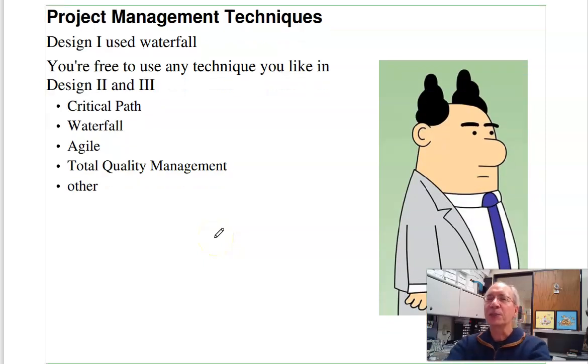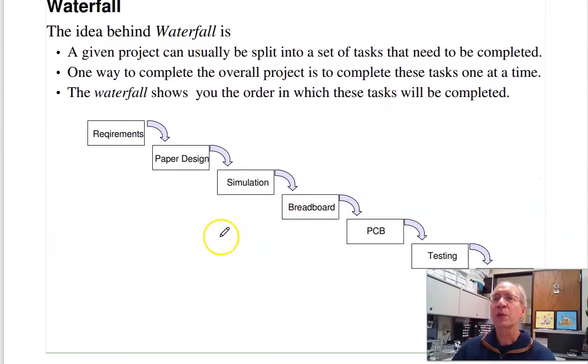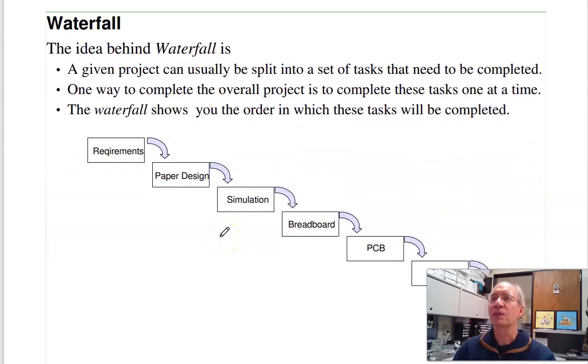In terms of project management, back in Design 1, we used waterfall. In Design 2 and 3, you're free to use any project management technique you like. The point behind project management is to increase the odds of your project being successful. Again, we want the project to be successful, so do use some form of project management. What you use is your pick. It could be critical path, waterfall, agile, total quality management, whatever. Do something though.